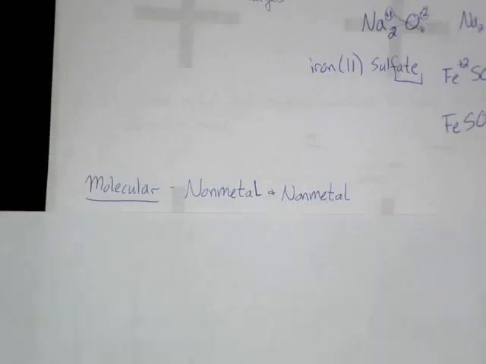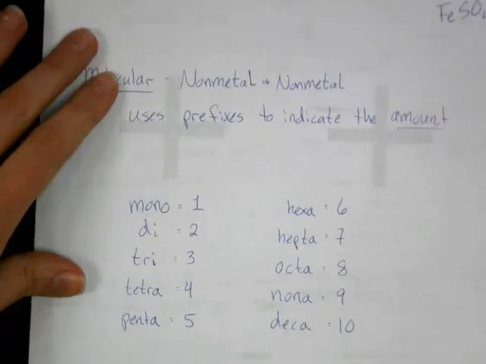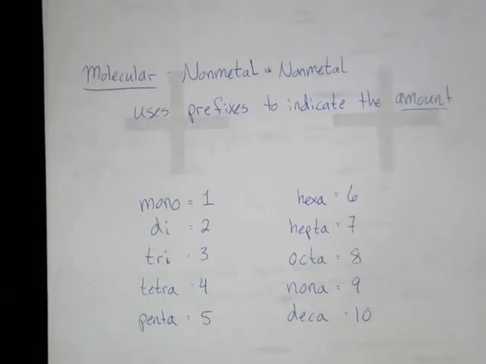If you have a molecular substance, it's a nonmetal and a nonmetal bonded together. Because they don't have charges, they're sharing electrons instead of transferring electrons, we're going to use the prefixes to indicate the amount of our element that we have. Here's our list of prefixes. 1 is mono, di is 2, tri is 3, etc.